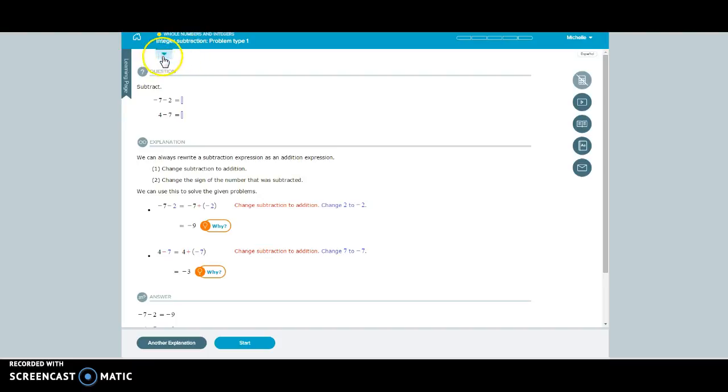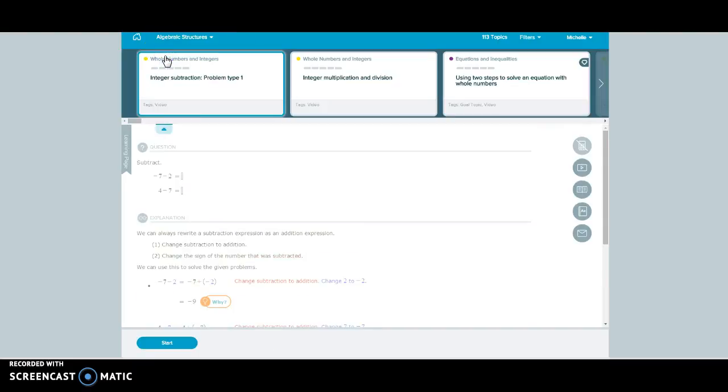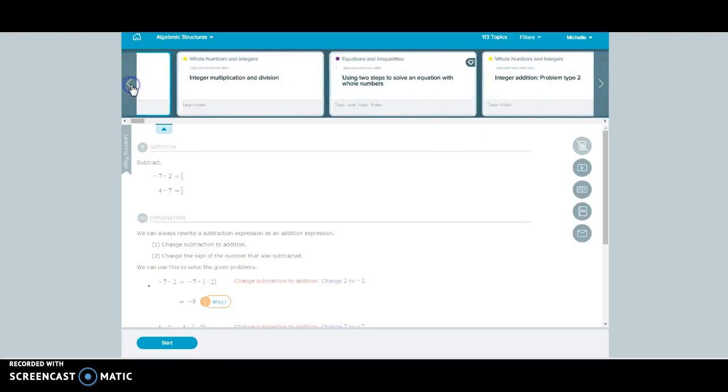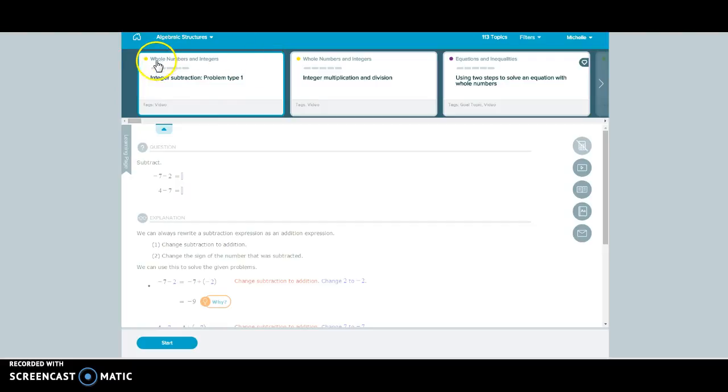Now, if you click right up here, okay, this is called a carousel because it moves. You can click this arrow here and you could see a bunch of different topics in this class. So let's go back to the beginning. Now notice this says whole numbers and integers. Integer subtraction. Well, you should know how to subtract before this class.